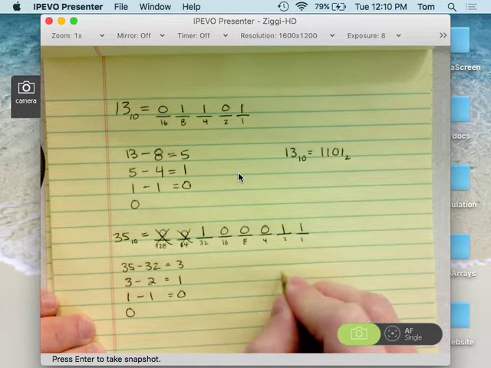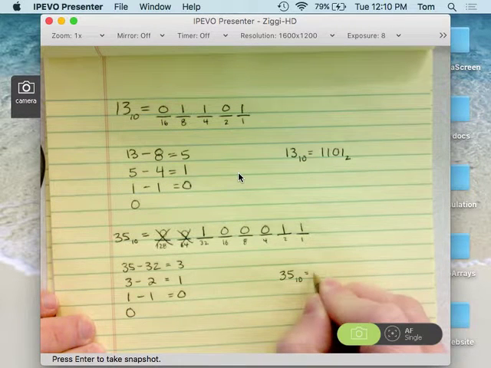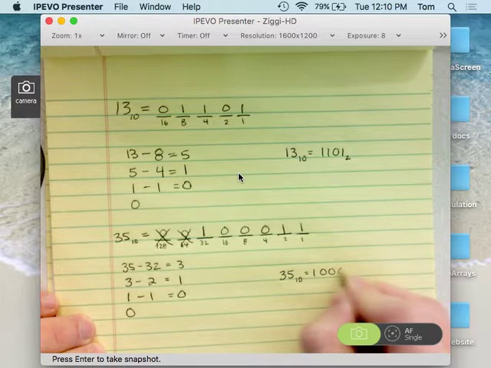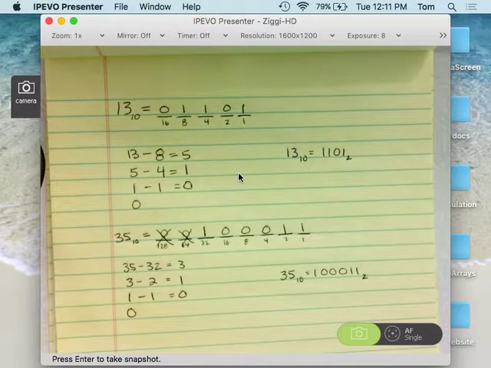So what you should have just done is 35 base 10 equals 100011 base 2. Is this making sense so far?